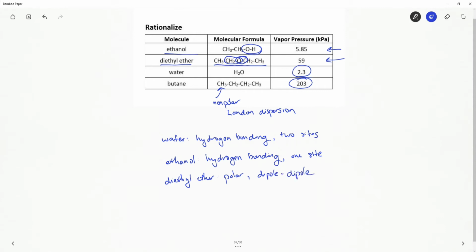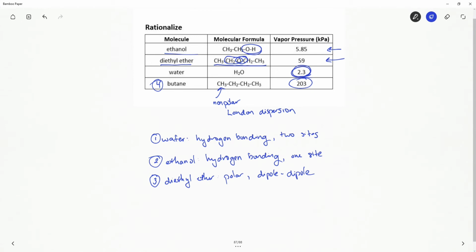Okay, let's rank our molecules from strongest intermolecular force to weakest intermolecular force. Water clearly is number one. Then would come ethanol. And then between butane and diethyl ether, okay, polar molecule certainly comes before our nonpolar molecule. Does that match up with the trend we see in vapor pressure? So water, its vapor pressure is the lowest. That makes sense. It has the strongest intermolecular force. Those water molecules are going to hold tightly to each other in the liquid phase, and they're going to have a tough time going into the gas phase.